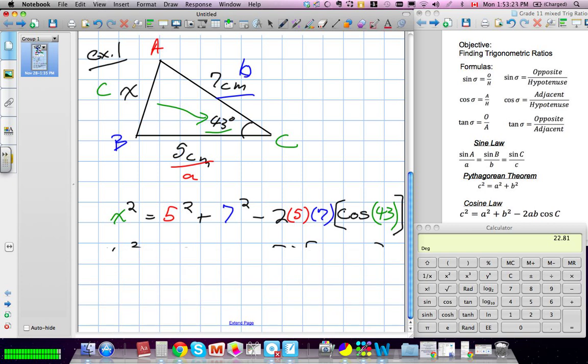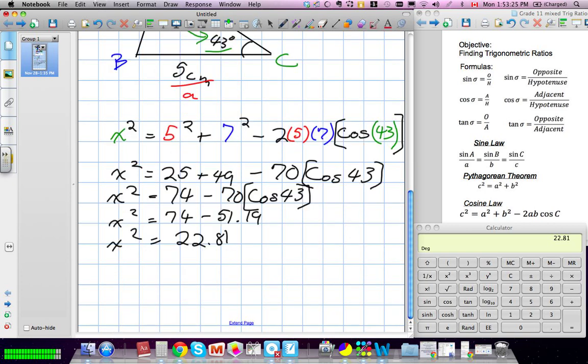And then finally, because this is squared, I need to actually get x by itself. So the opposite sign of squared is to square root. Just like when we move something to the other side of the equation, if it's positive, we turn it negative. If it's division, we turn it to multiplication. Because this is to the power of 2, we square root this. So I square root both sides of the equation.